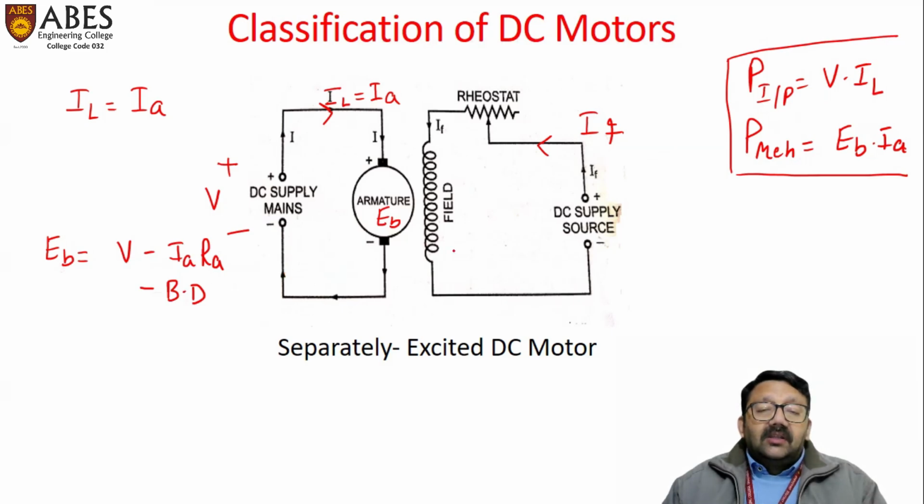As the name suggests, a separate DC source is utilized to energize the field winding, and field and armature have no direct connection to each other.